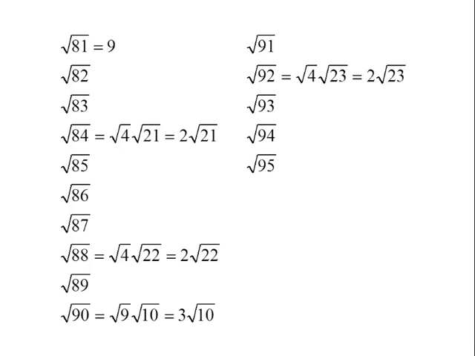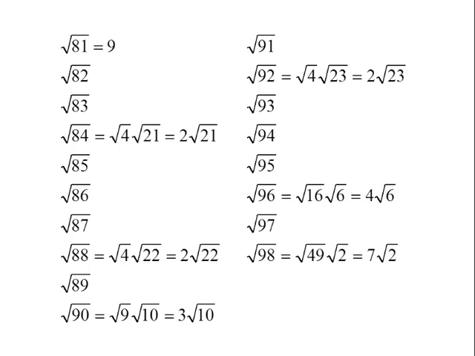No perfect square factors. 96, the square root of 16 times the square root of 6 is the square root of 96. The square root of 16 is 4. So we have 4 times the square root of 6. 97 is prime. 98 has a perfect square factor, 49. The square root of 49 is 7. So we have 7 radical 2. 99 has a perfect square factor of 9. And that gives us 3 radical 11.